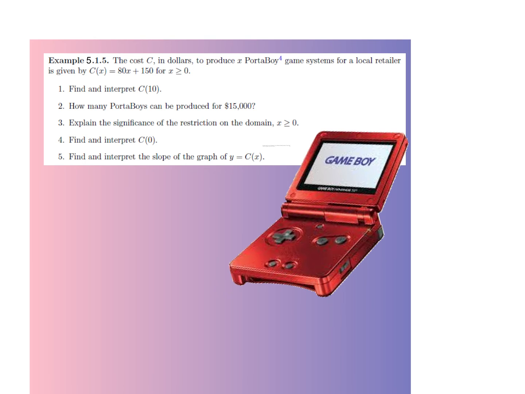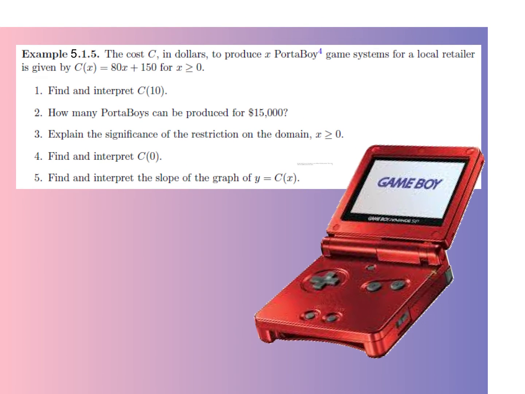Now let's talk real world. At least we're simplifying the real world down to an equation where there's a cost for making X units. They're calling them Portaboys, and then right here it says Game Boy, which is pretty bad. Anyway, so they were trying not to copyright infringe, but then they did anyways. But X has got to be greater than or equal to 0. Let's think through what that means.